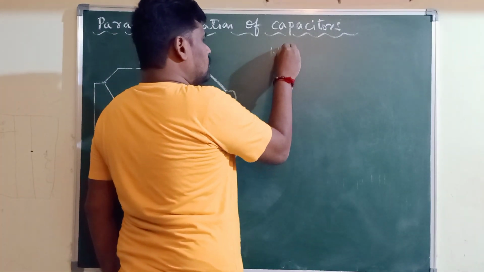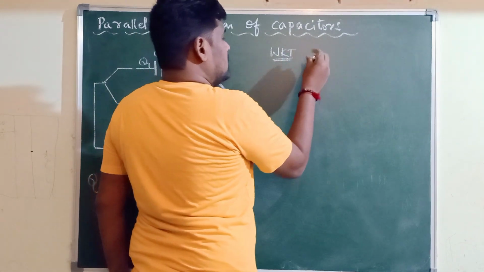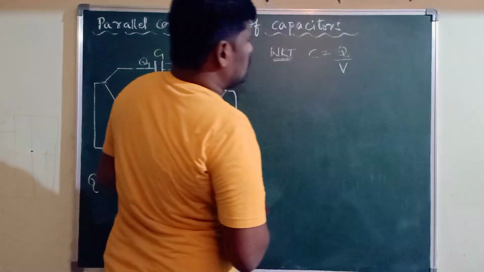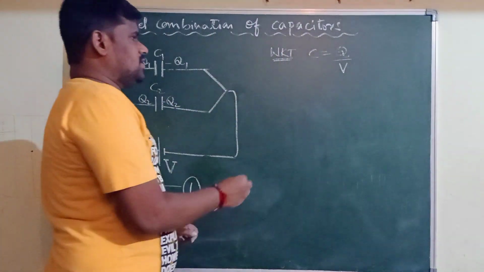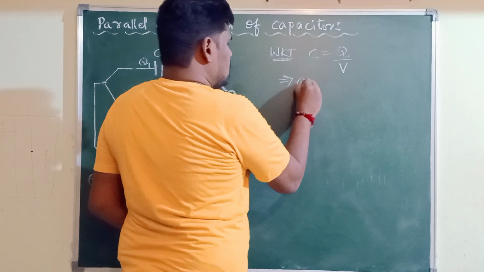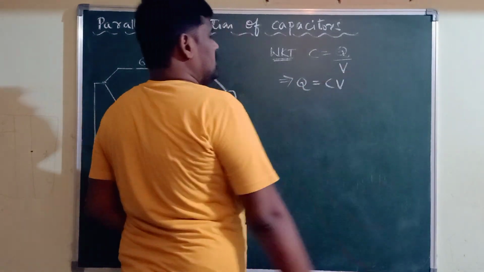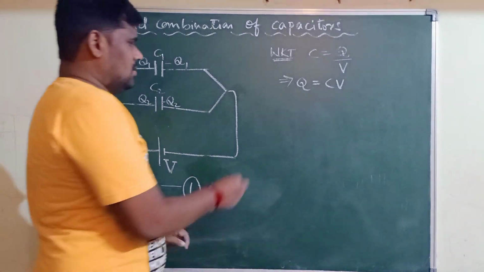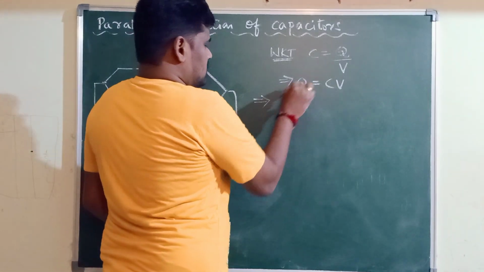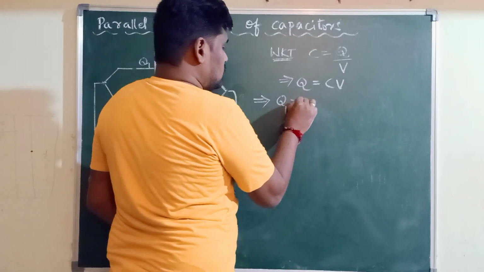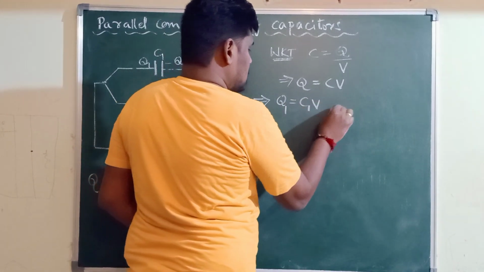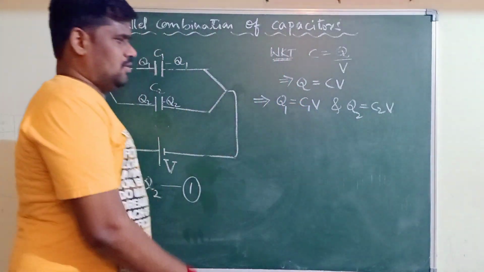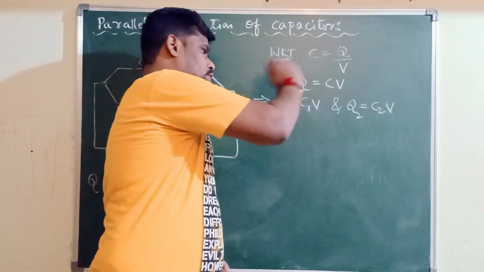We know that C is equal to Q by V. This implies Q is equal to CV. Therefore, Q is equal to CV. This implies Q1 is equal to C1V and Q2 is equal to C2V. Why are we taking V for Q1 as well as Q2?